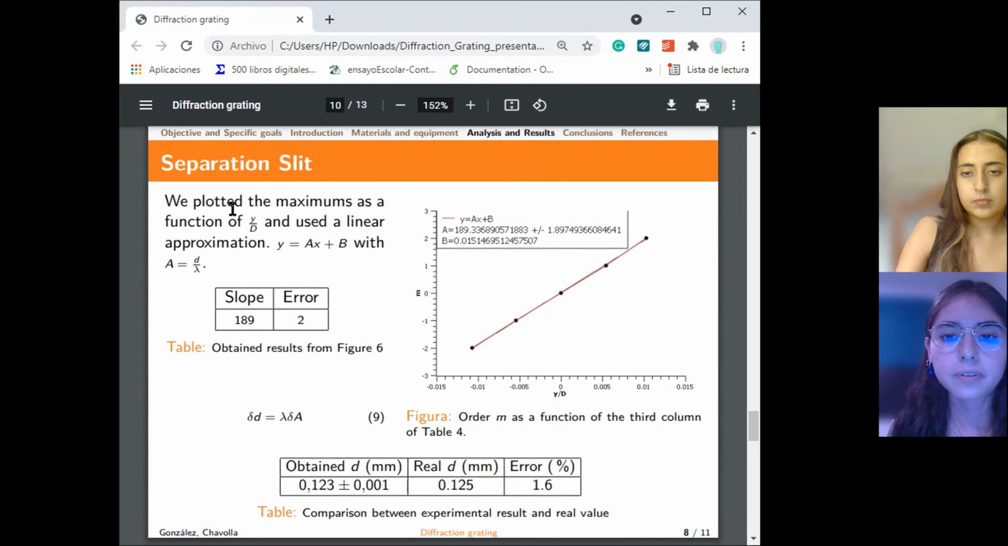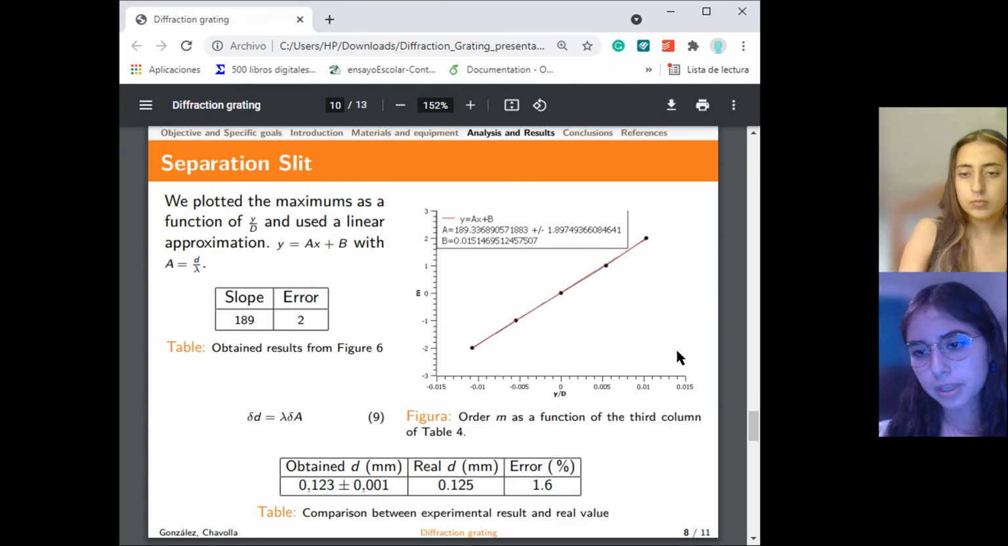Then, using equation 8, we can plot the order of the different maximums as a function of the third column of the last table, y divided by D. And we could also use a linear approximation where the slope of this linear approximation will be the separation between slits divided by the wavelength lambda.